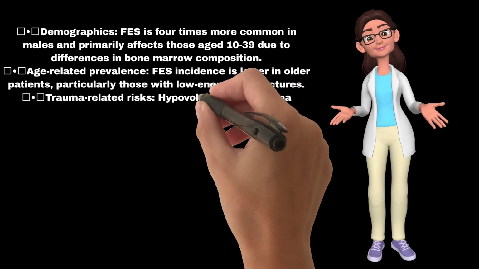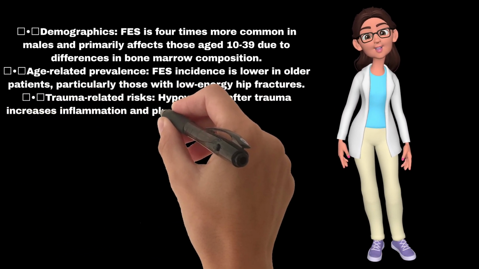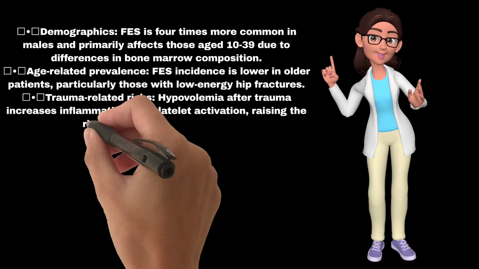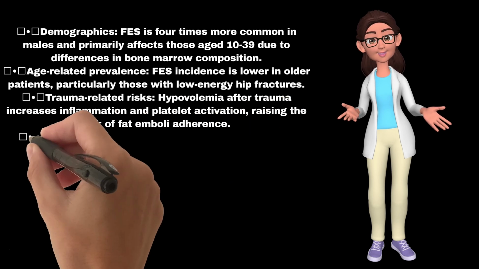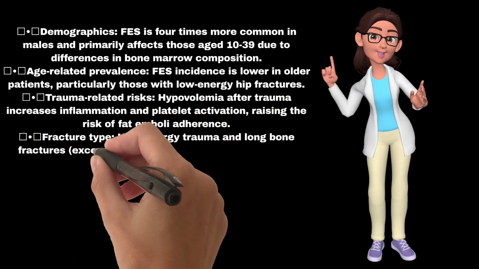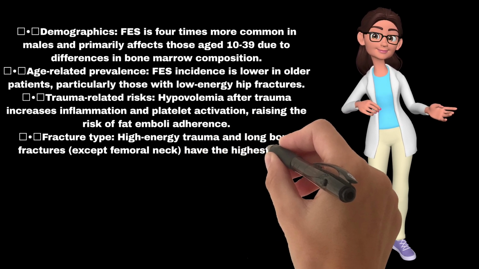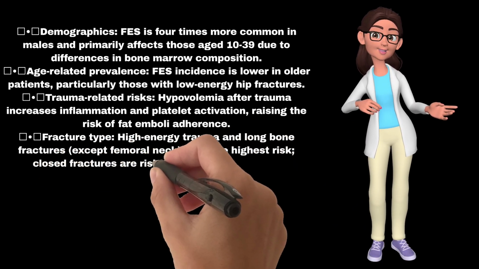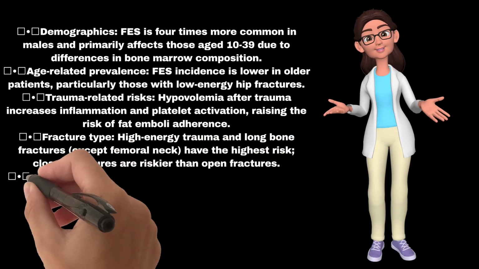Trauma-related risks. Hypovolemia after trauma increases inflammation and platelet activation, raising the risk of fat emboli adherence. Fracture type. High-energy trauma and long bone fractures, except femoral neck, have the highest risk. Closed fractures are riskier than open fractures.